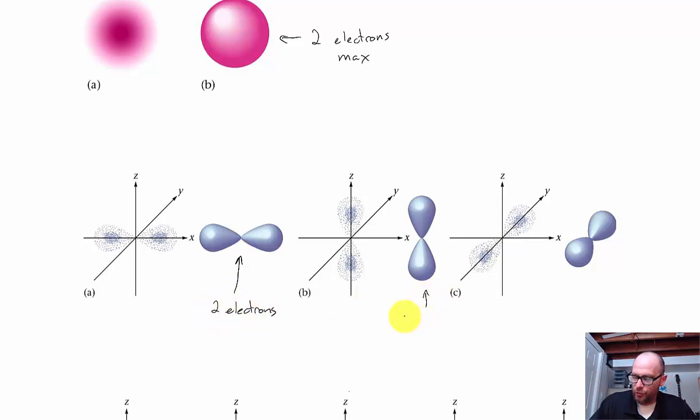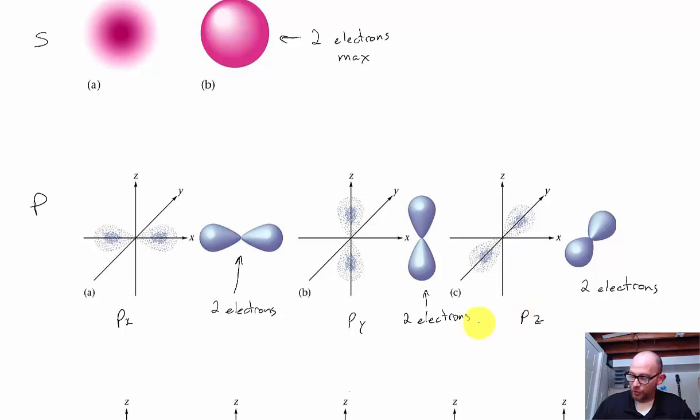This can hold 2 electrons. And this can hold 2 electrons. And these come in sets. So this is an S orbital. This is a p orbital. So if I'm in energy level number 2, it has a p orbital. And the p orbitals come in a set. They come with a px, a py, and a pz.